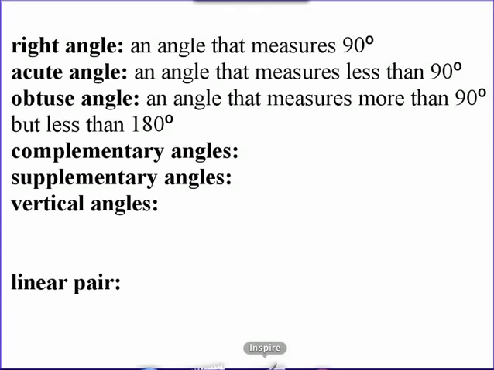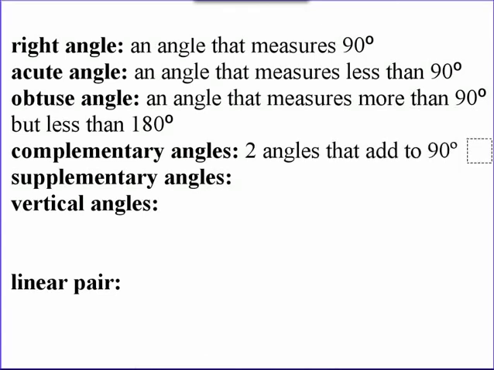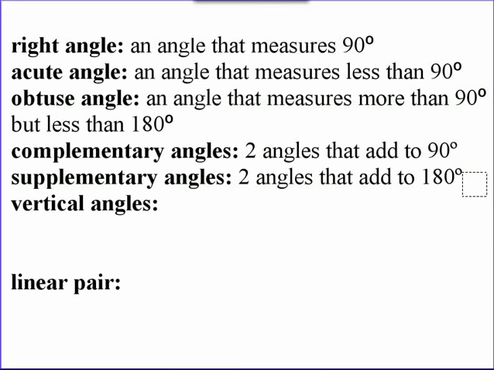Complementary angles. Let's see how well you did here. Two angles that add to 90 degrees, or two angles whose measures add to 90. Supplementary angles: two angles that add to 180 degrees. Good. Now the vertical angles and the linear pair are going to be the last two that we look at.